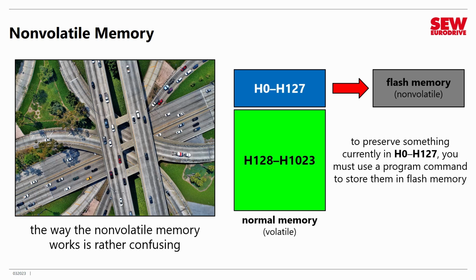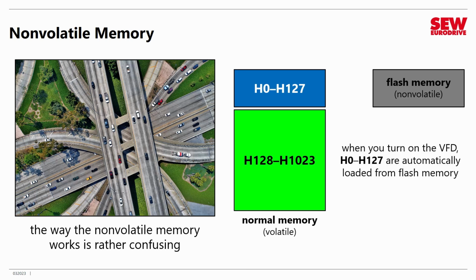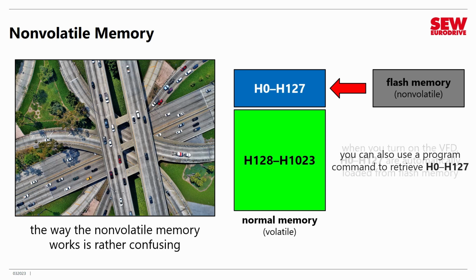So it's kind of like this. You can transfer them. Now, this is automatic. When you turn on the VFD, what it always does automatically is it reads flash memory into H0 through H127. So it will read back the flash memory on power up. And if you took the trouble to transfer things across before you powered down, that information will be preserved. So transfers in this direction. There is also a function call that will force a retrieval from H0 through H127, but normally you don't have to do that. Normally it's retrieved just on power up.